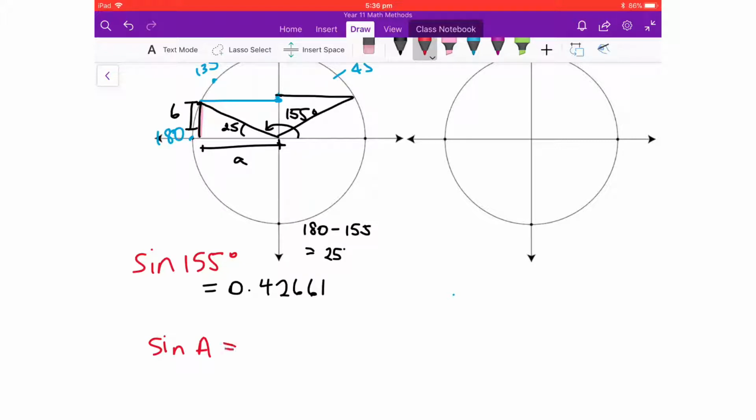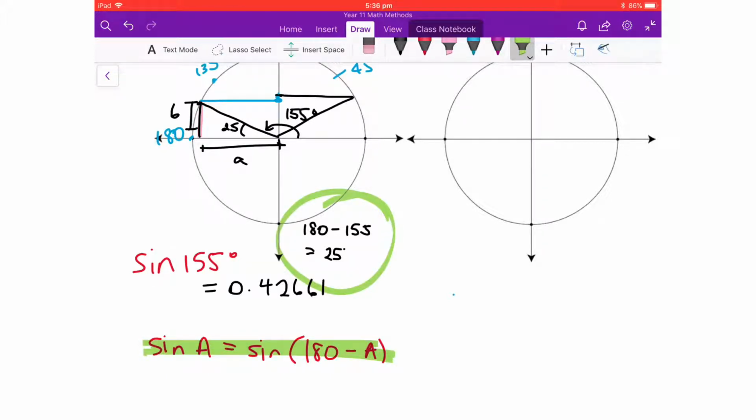So sine A is equal to sine of 180 take away A. I'm going to highlight that because that's beautiful. That's so great. That's actually what I did up here. I took it away and found that the angle is 25, and I used that angle here and worked it out.